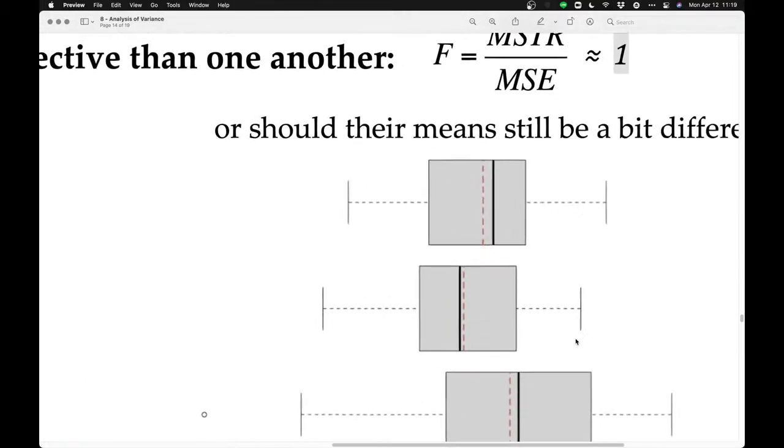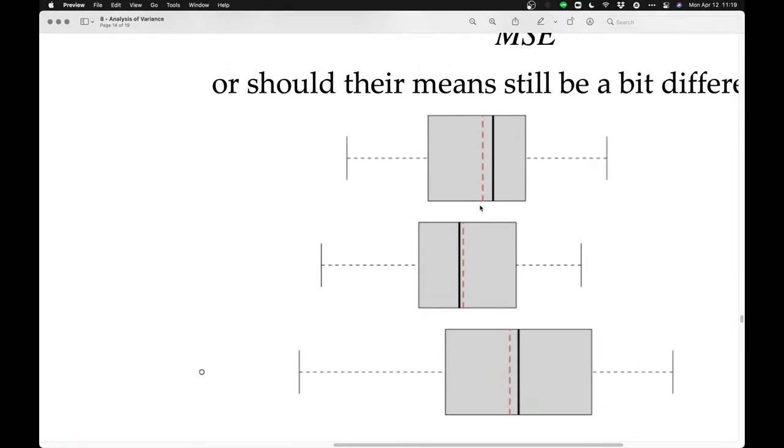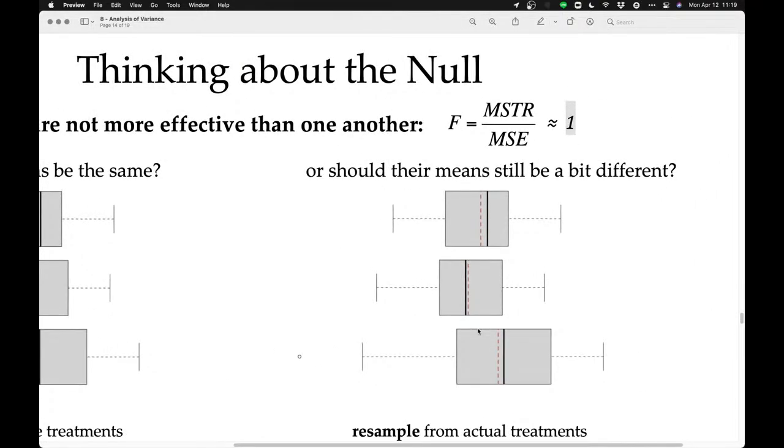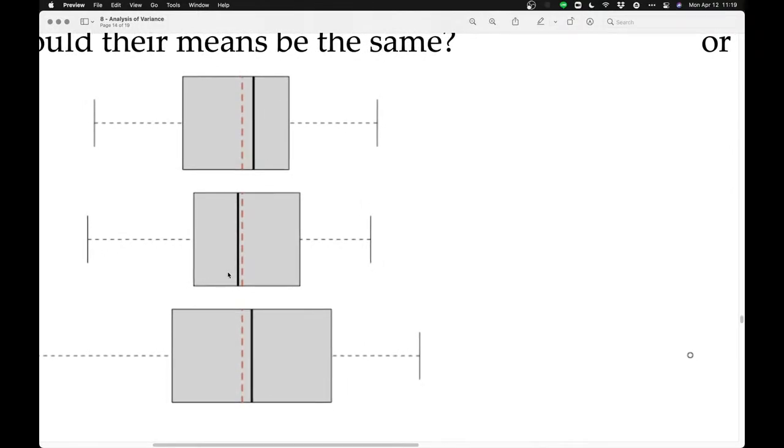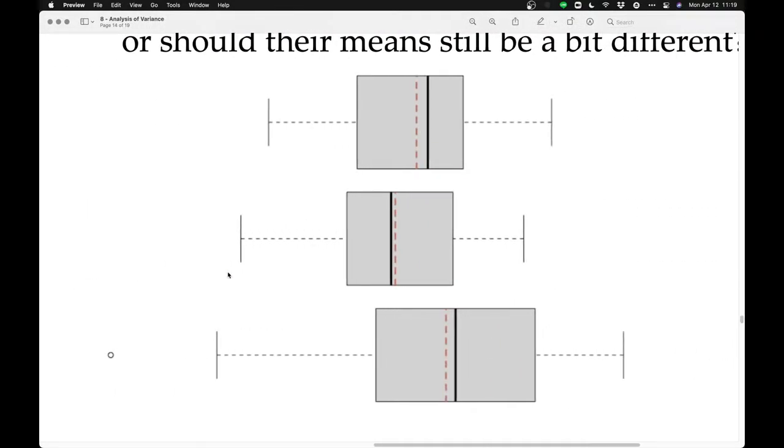Or do the three means have to be similar? Could they be similar but not exactly the same and F still be close to 1? That's my question. When we say that the three treatments are not effective, meaning they should have similar means, should they have the same mean, or can the means still be a little bit different?